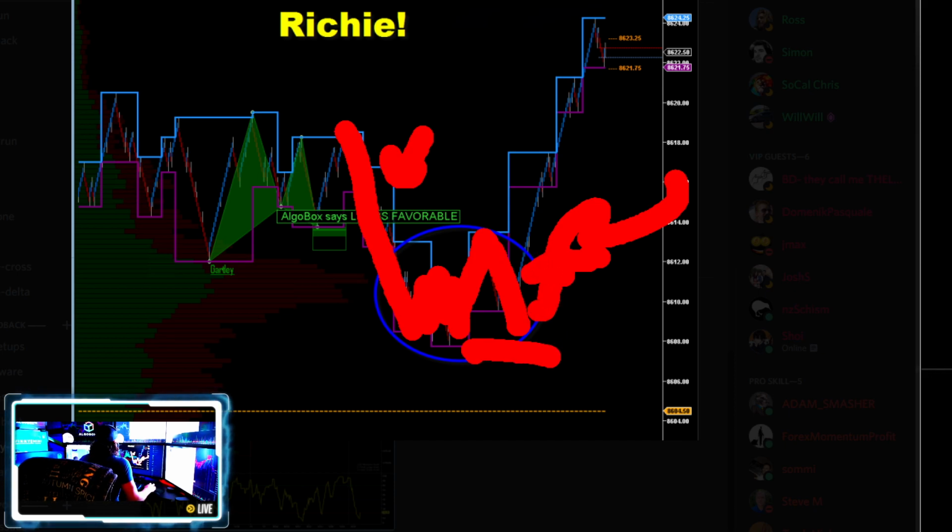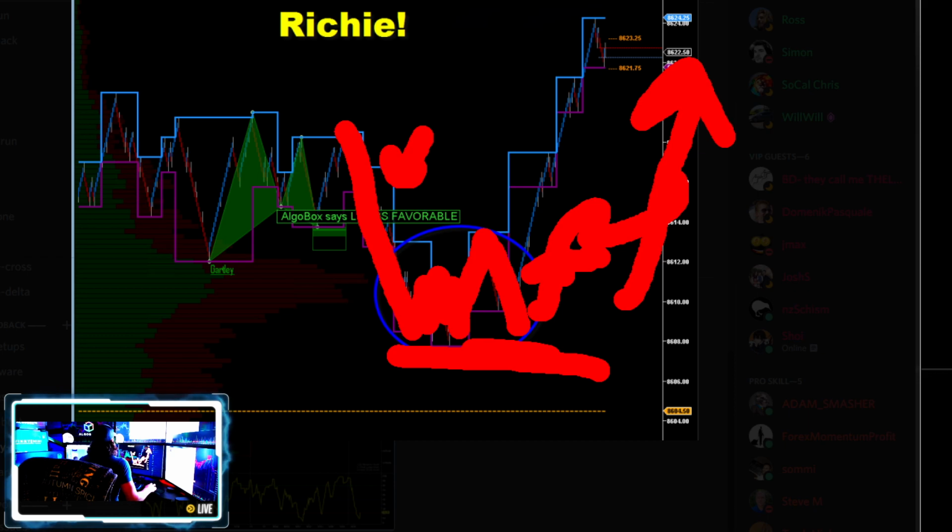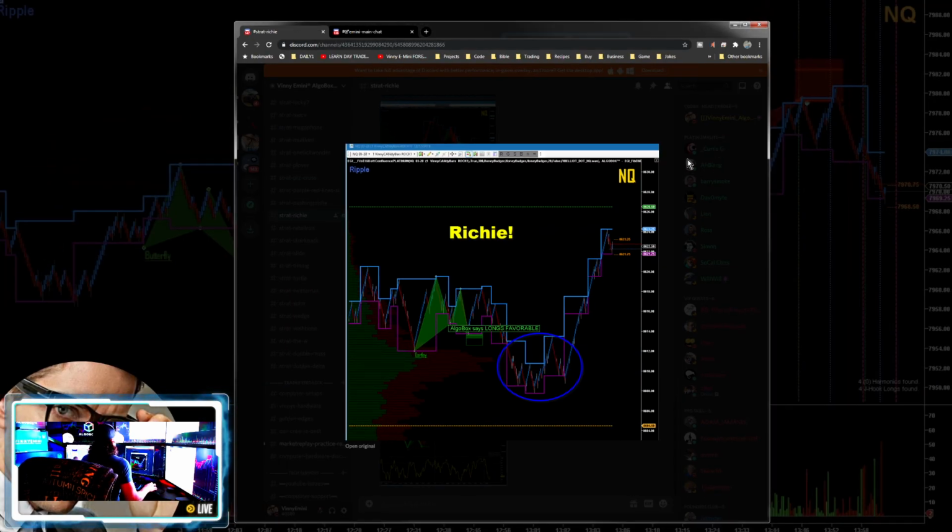Now, where's your stop? Very, very simple. That's what we love about this trade entry. Your stop is literally just going right down below this area. Okay, so small stop, big target. This is a killer combo, profit factor galore.